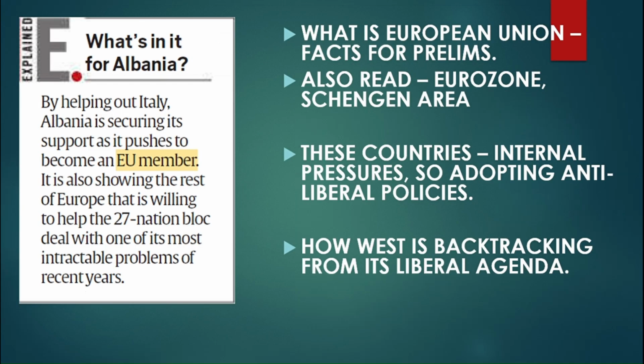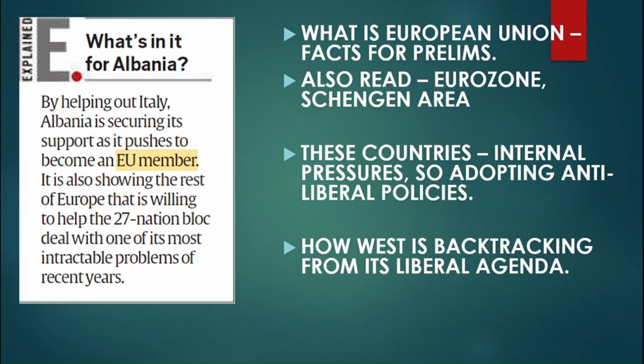Moving on to the next article. Yes, there was this snippet which read, what's in it for Albania? By helping out Italy, Albania is securing its support as it pushes to become an EU member. It is also showing the rest of Europe that it is willing to help the 27 nation bloc deal with one of its most intractable problems of recent years. Yes, Italy has been facing these migration problems and it's trying to deport the migrants to Albania, right? And this is not just done by Italy, but many countries have been doing it. Like the UK also had recently deported migrants to Rwanda, right?